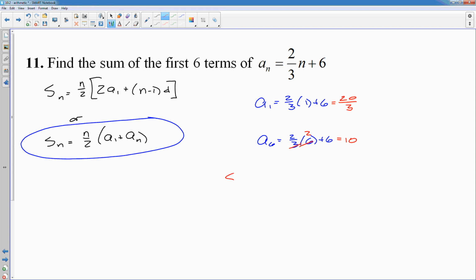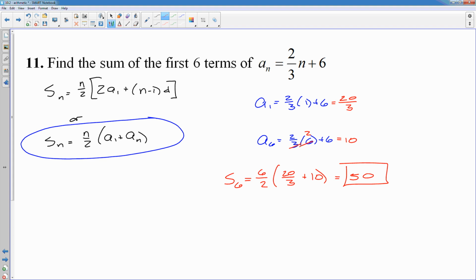And then I will simply use my formula. The sum of the first 6 terms is 6 over 2 times my first term, 20/3, plus my last term, 10. And we'll throw that in the calculator. And you get a nice, clean answer of 50. I must say I was not expecting that, but there you go.